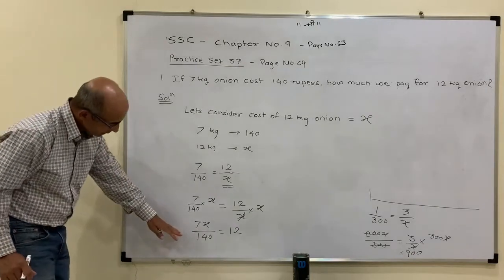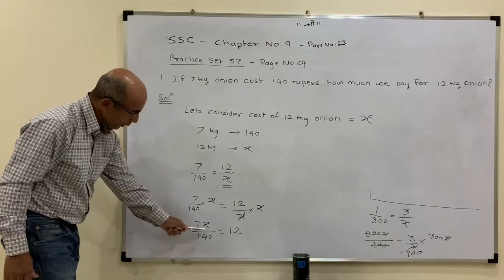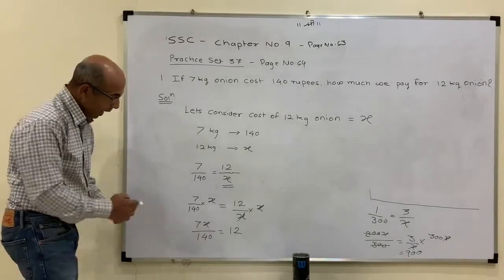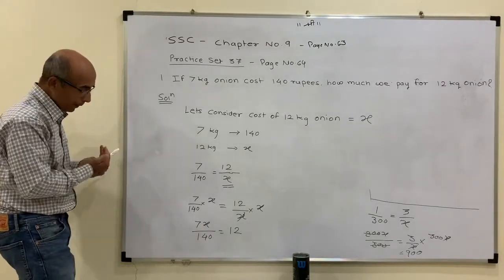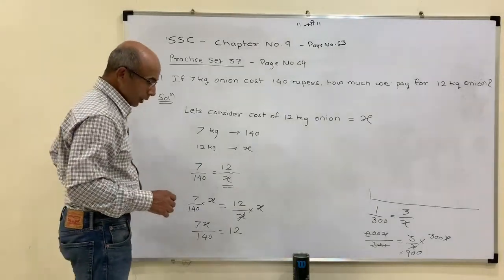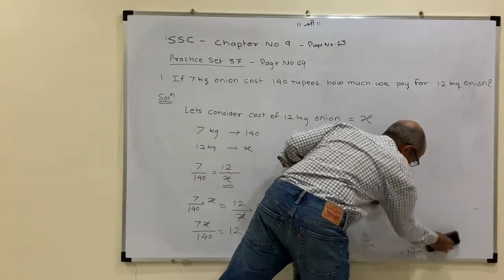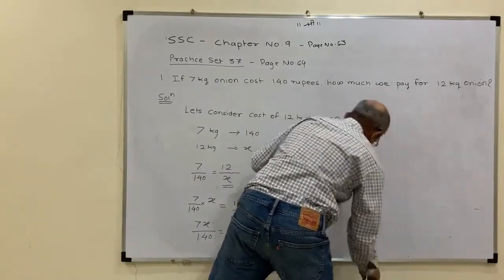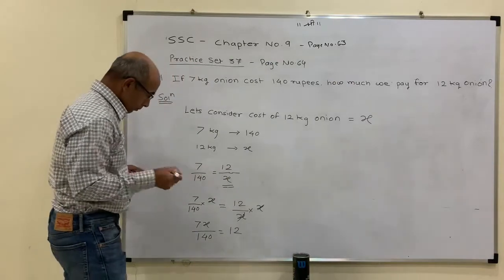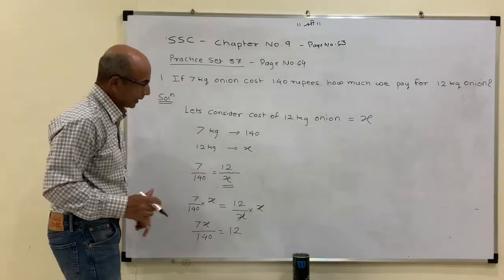Now in the next step I need to find the value of this x. So I need to bring this x separately, I need to isolate this x, in other words. So what I am going to do now, next step, I'll get rid of this 140. I need to isolate x.